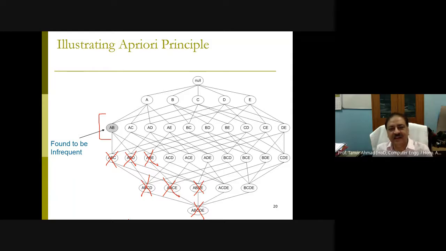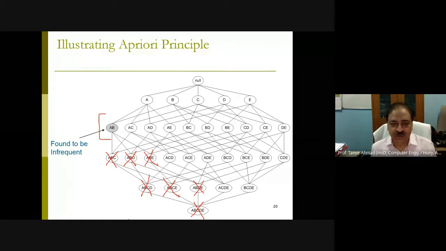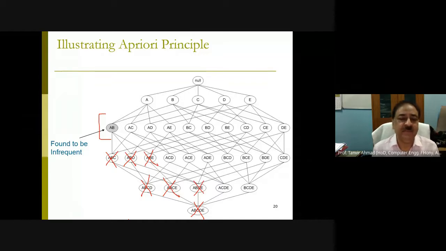Is this clear? Yes, sir. That I calculate the support of AB. If I find that the support of AB is less than the minimum support defined by the user, I don't need to generate the supersets of AB. Here I generated them because they were already there in the lattice. But actually, in the Apriori principle I will not generate ABC, ABD, and so on.